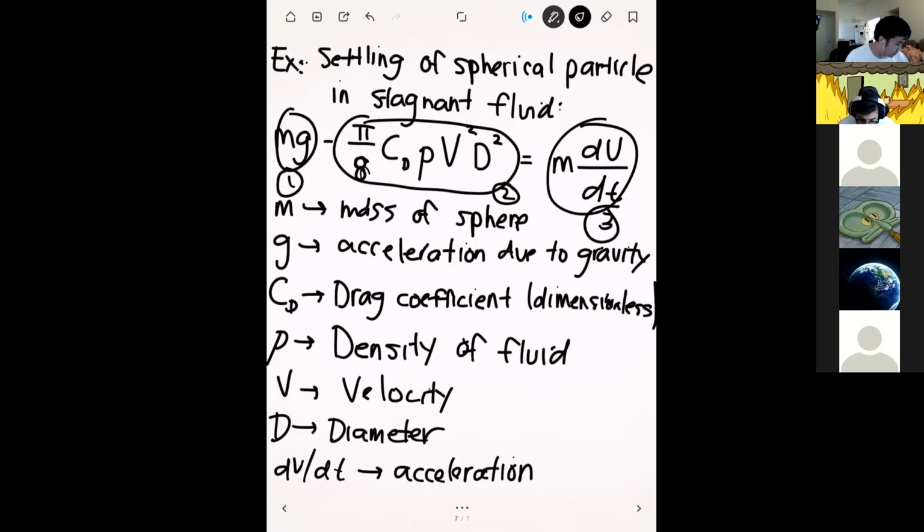All right, so let's start with term 1. That one's actually pretty easy. Our term 1 was mg. So we have a mass multiplied by g, but remember, g is the acceleration due to gravity. So we have a mass times an acceleration.